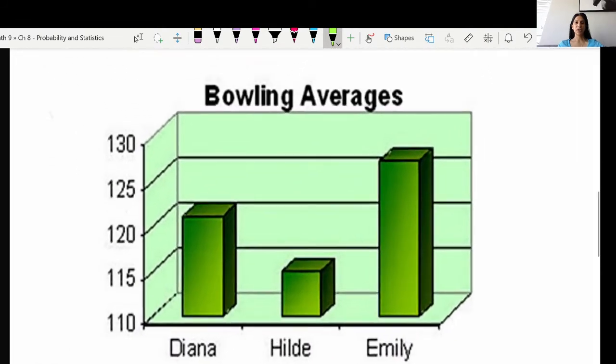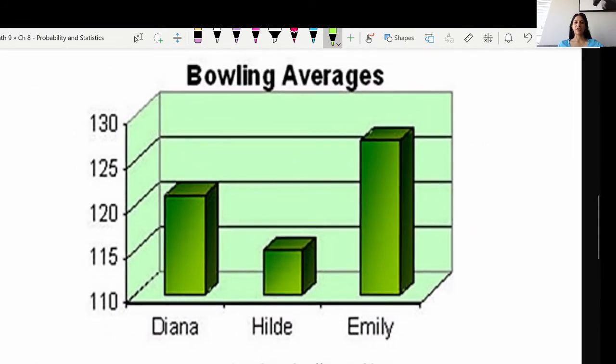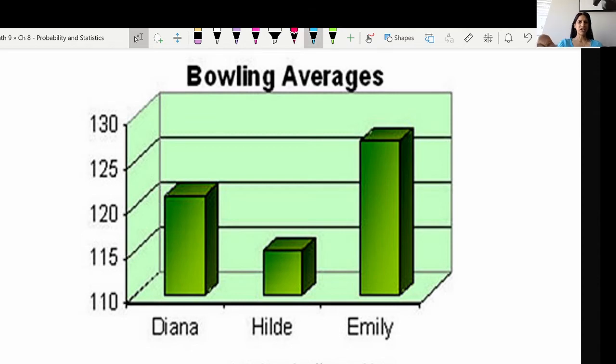Here's another one. So we have a look at bowling averages in this particular example, and notice that it's another bar graph, but it's drawn in 3 dimensions. So it's actually a little bit challenging or difficult to see what the actual value is here. Do you see that there's room for misinterpretation or for reading the information incorrectly? So if we look at the front, it's actually really hard to tell just by looking at the front. So probably the best way to do this would be to see where it matches up at the back.